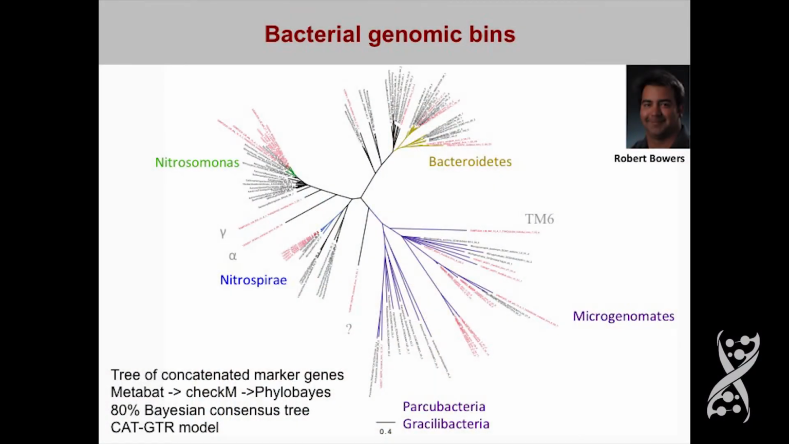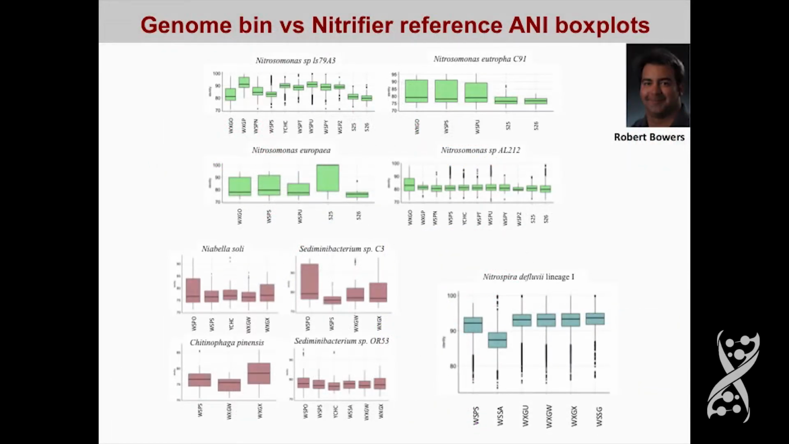Did we find the microdiversity? The answer is yes. If you look at this tree of concatenated marker genes from our genome bins, we can see that we have found our target organisms, we have found diversity in them, and we have found two other big groups of associated organisms, namely Bacteroidetes and these Microgenomates. And we clearly have no idea yet how they are interacting, but we will look deeper into the genomes, but that's still future.